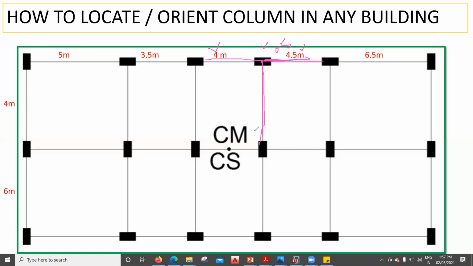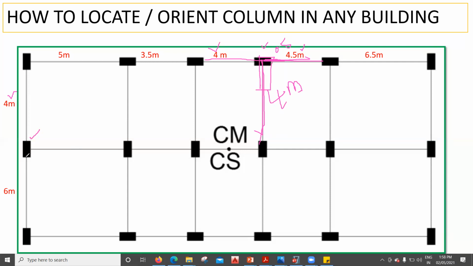But look at this distance. How much is this distance? It is 4 meter. So now out of 4 meter and 0.5, which is greater? 4 meter is greater. Then this column should have been oriented in this direction. Okay, you got my point? In the same way, you can take this as an example also.